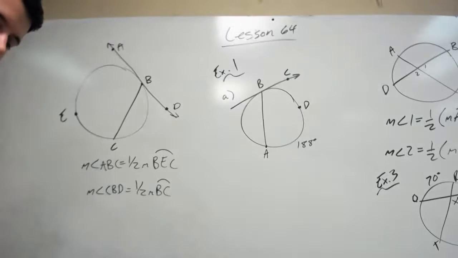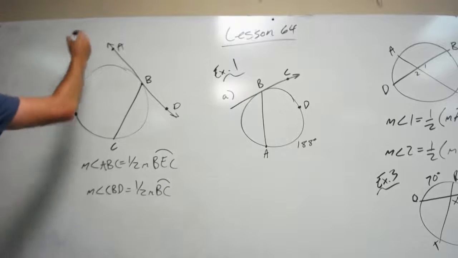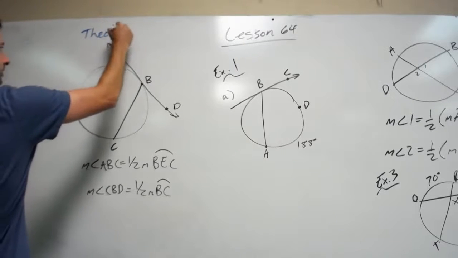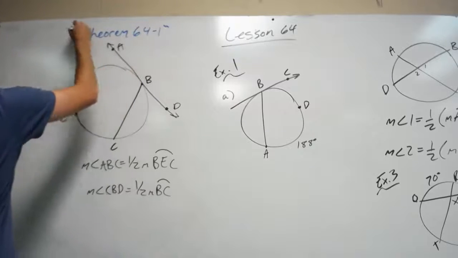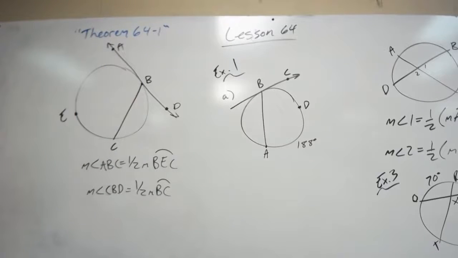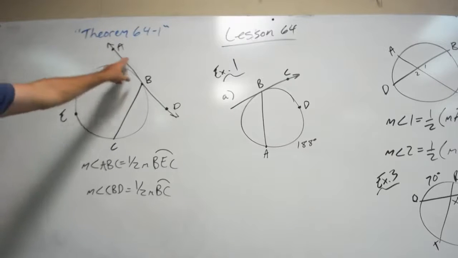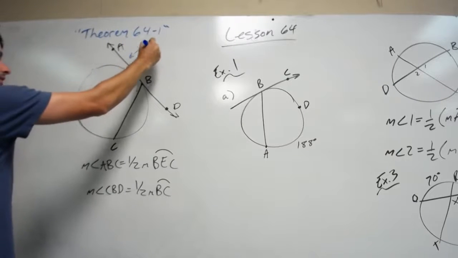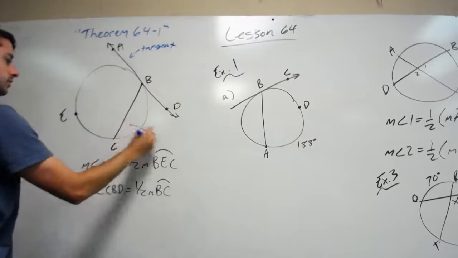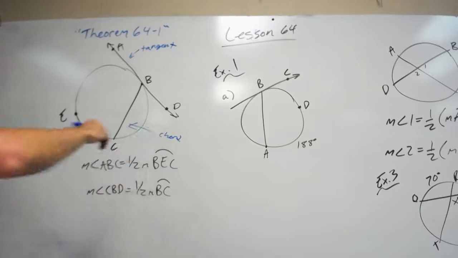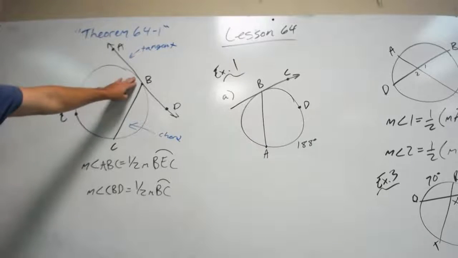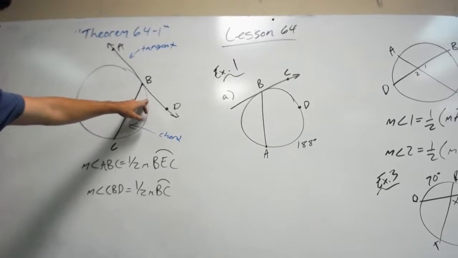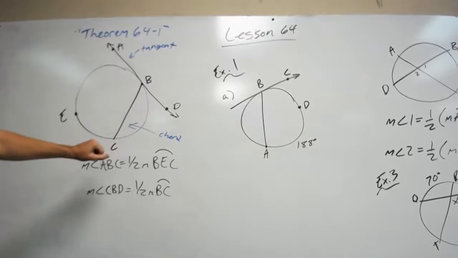We're going to look at angles interior to circles in lesson 64. And we're first going to look at theorem 64-1. What that states is the measure of an angle formed by a tangent and a chord. All right, here's our tangent, and here's our chord. The measure of the angle formed by those, so here or here, is equal to half the measure of the arc that subtends it.